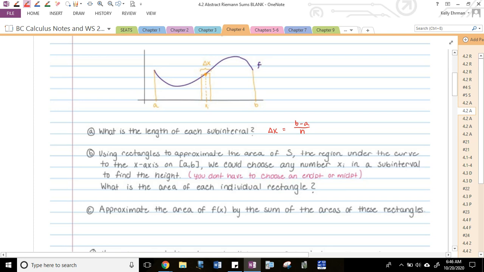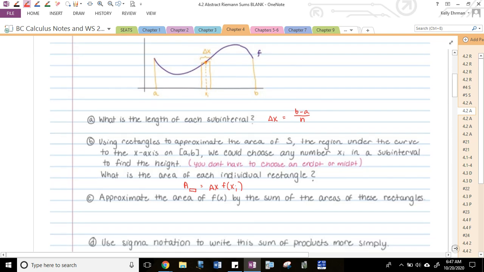So what is the area of each individual rectangle? Well, the width of the rectangle would still be delta x. I'm going to say area of a rectangle. It would still be delta x for the width, and then the height would be whatever xi you're choosing. So like here you can see here's an xi, and we don't know how that falls in the entire interval. It would be f of that individual x value, x sub i.